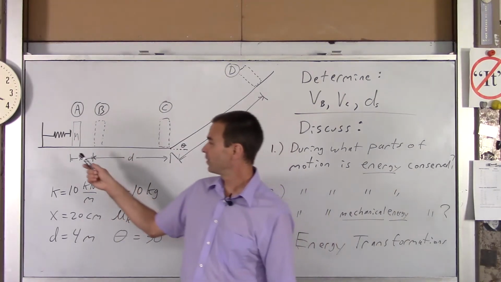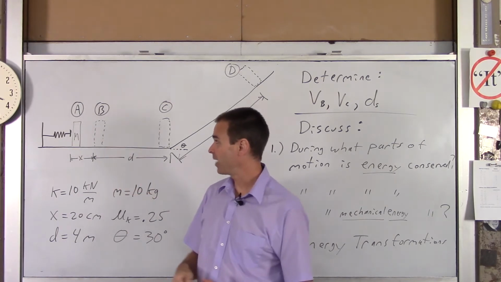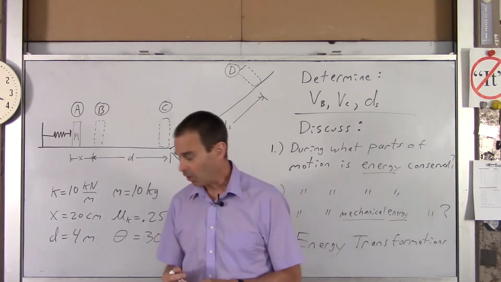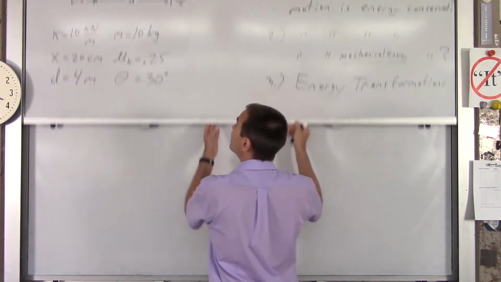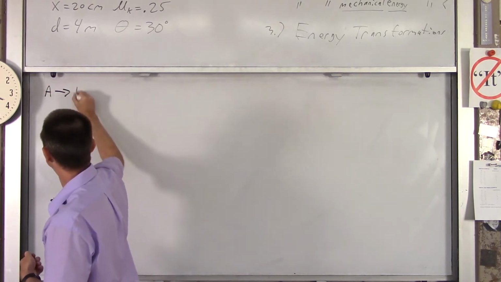So we are going to figure out, using energy, the velocity of the backpack at point B, the moment it's released from the spring. So we're going to use conservation of energy. And we're going to go from A to B.